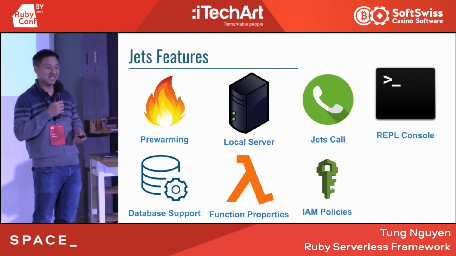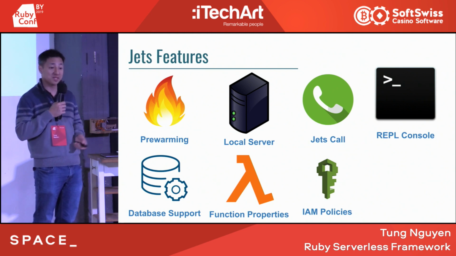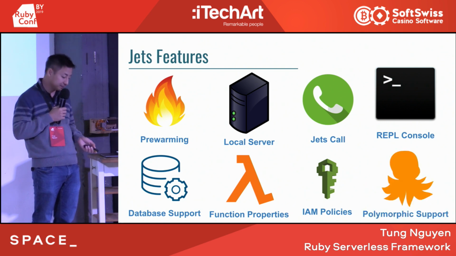IAM policies. This is how you handle permissions to AWS resources. So let's say you want your Lambda function or your method to have access to S3. This is where you would define that. You do it, once again, through a DSL.